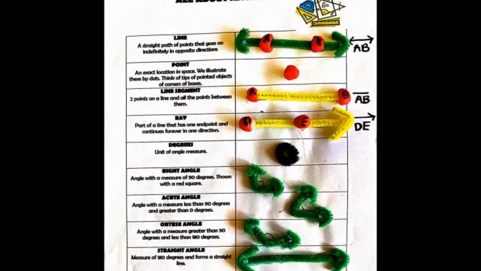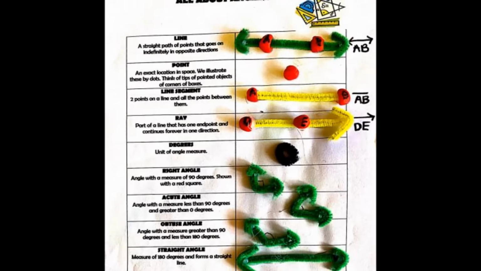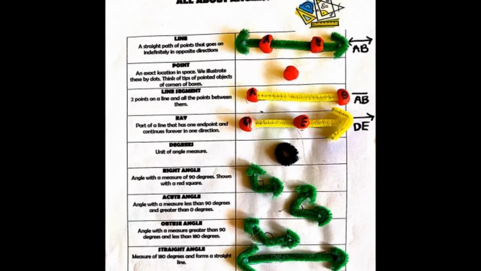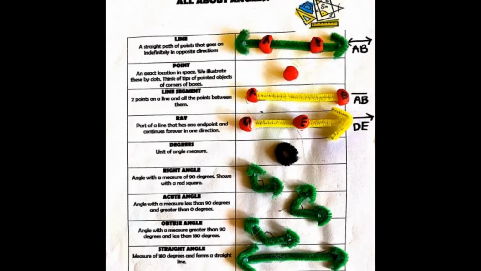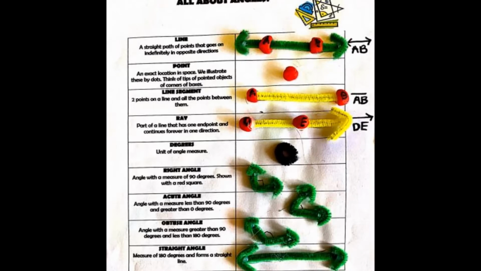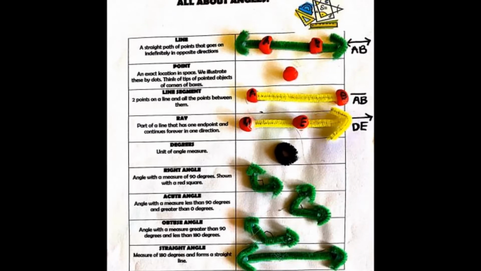Okay, students, it's time to be hands-on. I'm going to have you pull out your All About Angles worksheet. You're going to follow along with me. So when I give you the definition, you're going to write that under that term. Then you're going to use your pipe cleaner and Play-Doh to form these ideas. This will be a great reference and a visual aid for you to use for future studying.